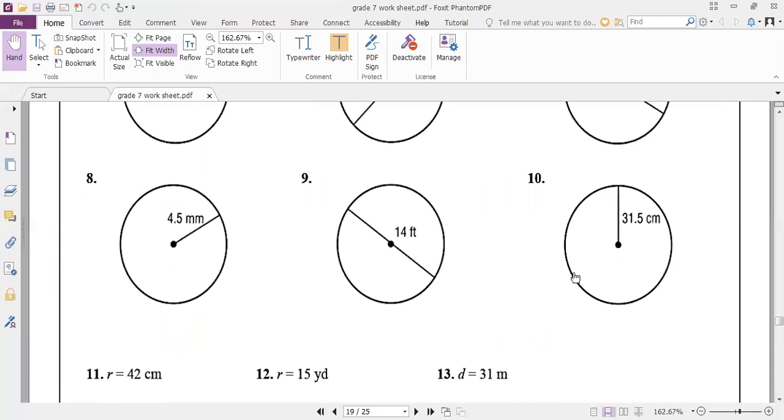This frame is equal to what? 2 pi r, 2 times pi times r. So 2 pi r here means 2 times pi times r. 2 times 22/7 times r here is equal to 31.5. Okay, so the circumference is equal to 2 pi r, or pi times d if I have a diameter.